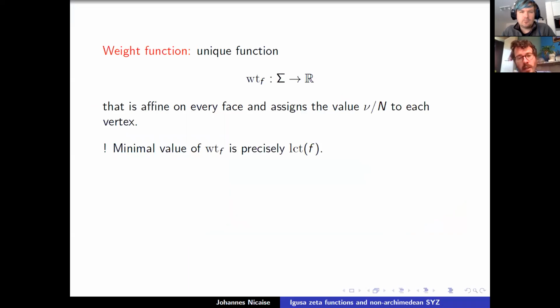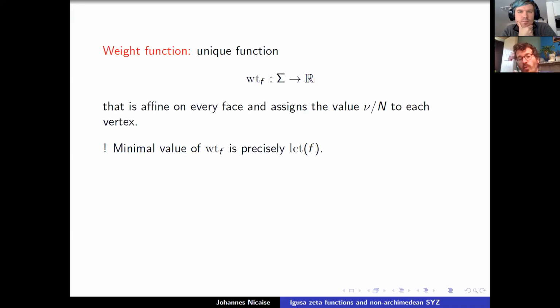So this object tells us something about the combinatorial properties of the total transform of F, but we also need a gadget that keeps track of the numerical data. This is achieved by defining a weight function. We define the weight function to be the unique function from our dual intersection complex sigma to the reals, with the property that it is affine on every face and assigns the value ν over n to each vertex. By definition, the vertices of sigma correspond to the components in the resolution.